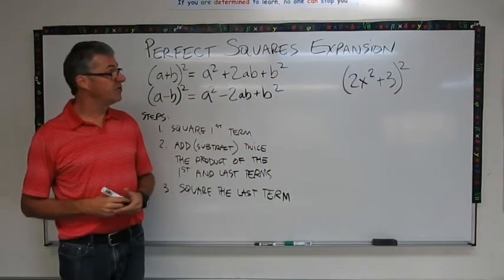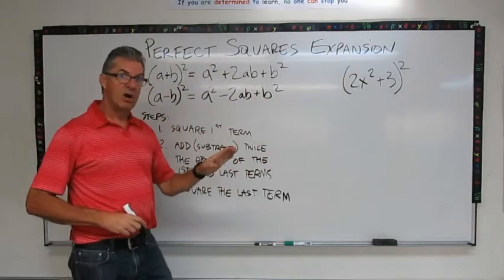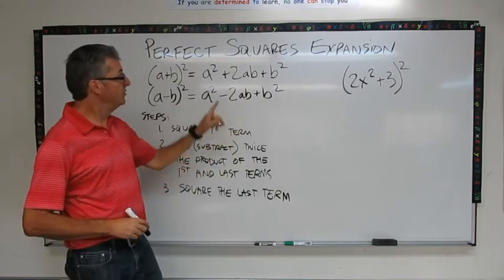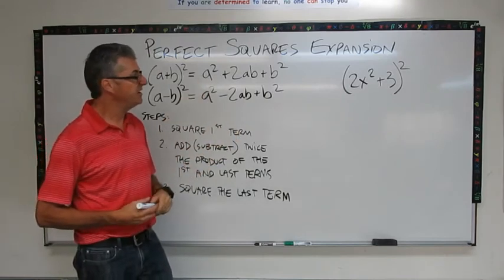Okay, one last for you to try. 2x squared plus 3 squared. And remember, don't FOIL it. Use the perfect square pattern. Okay, let's see how you did.